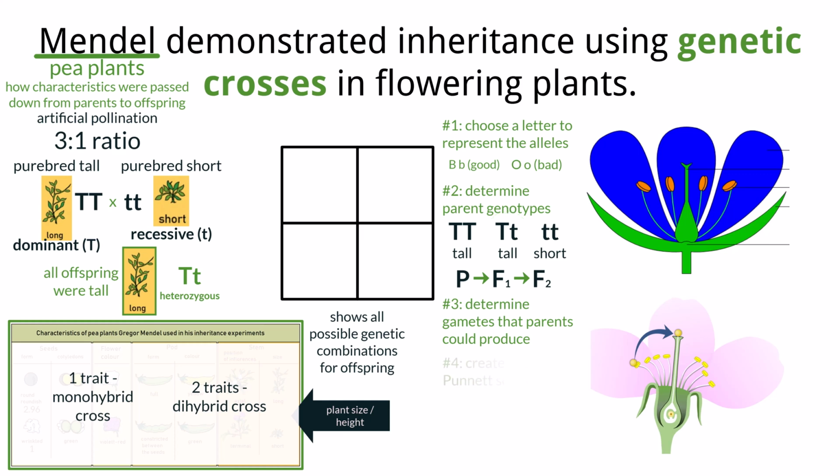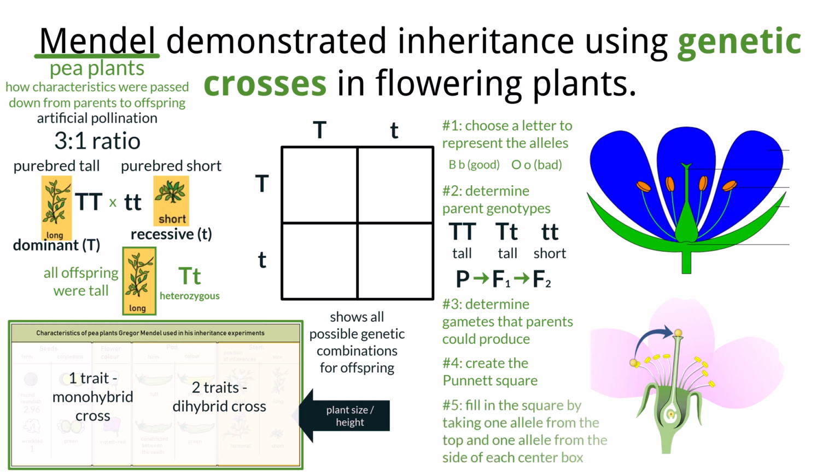Number 4. After the previous steps have occurred, you can draw the Punnett grid, or the Punnett square. The parent's gametes are placed on top and the left side of the square. Next, you fill in the squares by pulling in one allele from the top and one from the side to place 2 total alleles in each box.